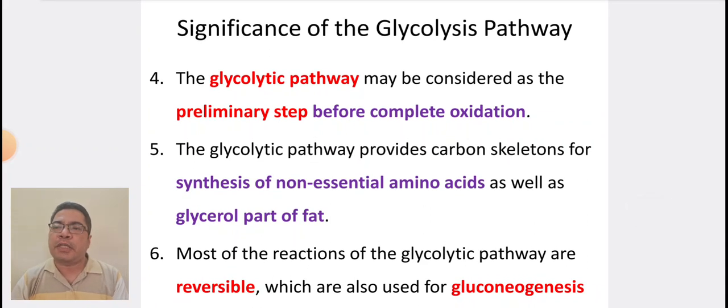The glycolytic pathway may be considered as preliminary step before complete oxidation. The glycolytic pathway provides carbon skeletons for synthesis of non-essential amino acids as well as glycerol part of fats. Most of the reactions of the glycolytic pathway are reversible, which are also used for gluconeogenesis.